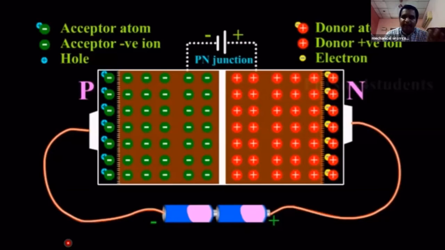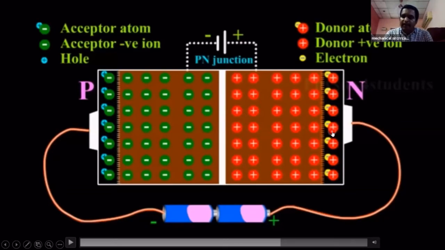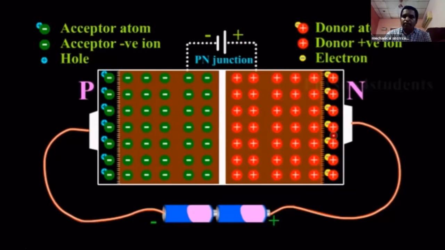But practically there are some minority carriers in the n-type material and some minority carriers in the p-type material. What are the minority carriers in the p-type material? Electrons. Majority carriers are holes, minority carriers are electrons. What are the minority carriers in n-type? Electrons are majority carriers, holes are minority carriers.